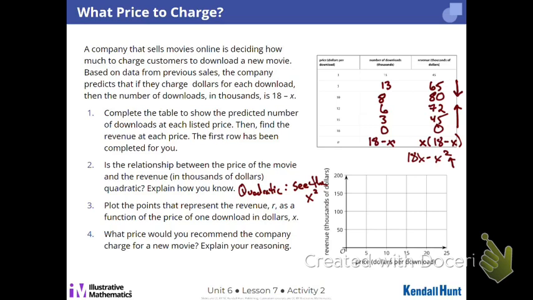Again, plot the points. Use your data and information to make a recommendation of how much to charge for this movie. Taking a look at this graph, I have something like 345, which is right here. We've got 580. 565, somewhere like there. 1080.